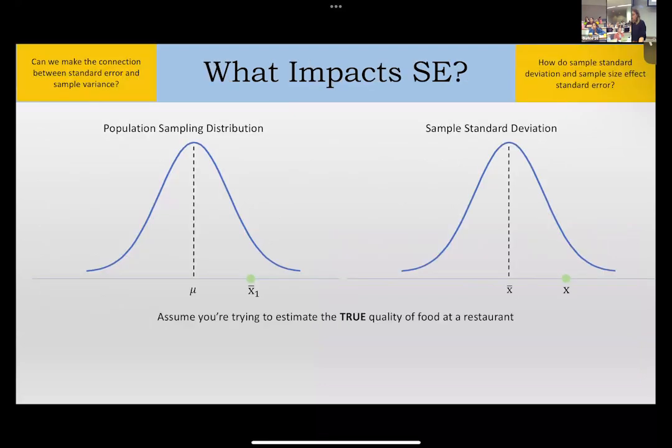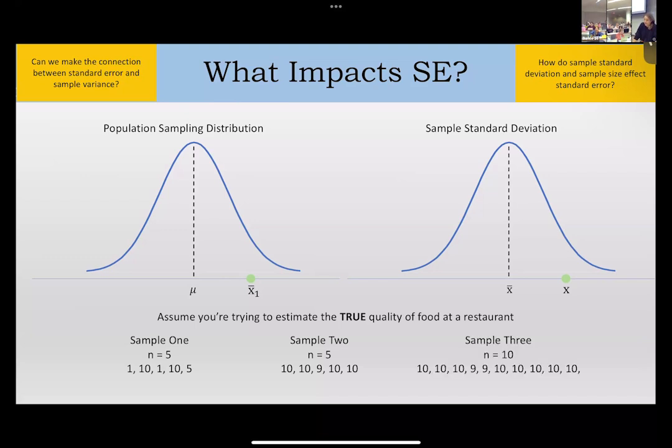Well, let's look at this one. Assuming this is the Y, what impacts standard error? Again, sample size, easy. Why the spread part? So let's assume for a second that you're trying to estimate quality of food at a restaurant. So here's your first sample. N equals 5. And the ratings are 1, 10, 1, 10, 5. Here's sample 2. 10, 10, 9, 10, 10. Here's sample 3. 10, 10, 10, 9, 9, 10, 10, 10, 10, 10.